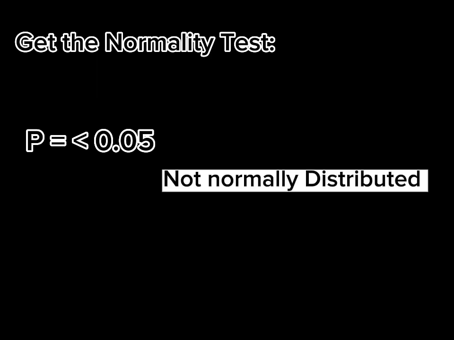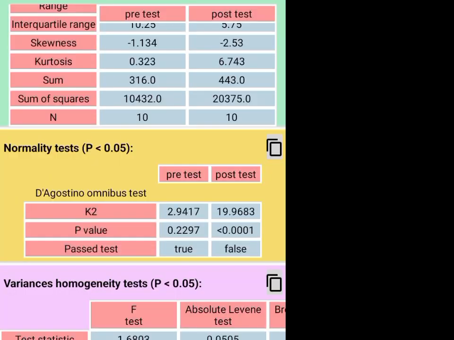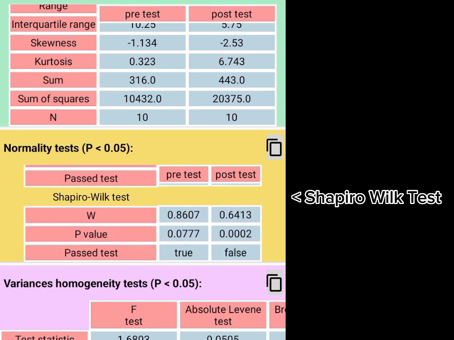The next step we need to consider is to get the normality test. If the p-value is less than 0.05, the data is not normal. And if the p-value is greater than 0.05, the data is normal. We can consider the normality test of the data using AnalyStat. Let us look for the Shapiro-Wilk test and get the p-value.